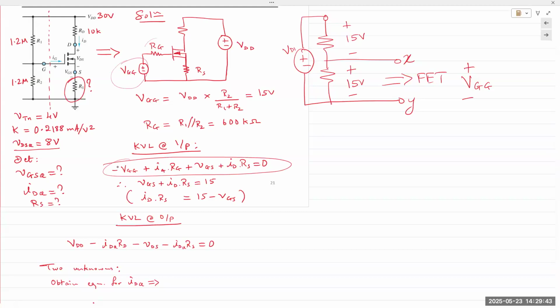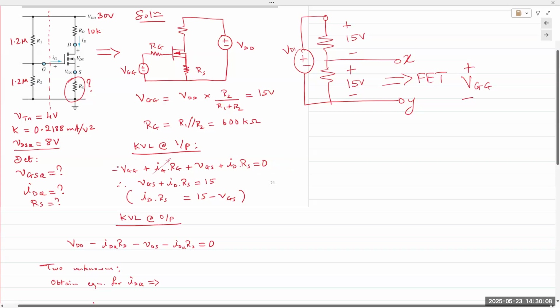So it's 1, 2, 3, and 4 voltages. But here's what makes it easy: no input gate current. If there's no input gate current, this quantity is already gone. This is 0, and so we have 1 voltage drop gone. The only thing that remains is VGS and IDRS. VGG we calculated to be 15, so we plug that in.